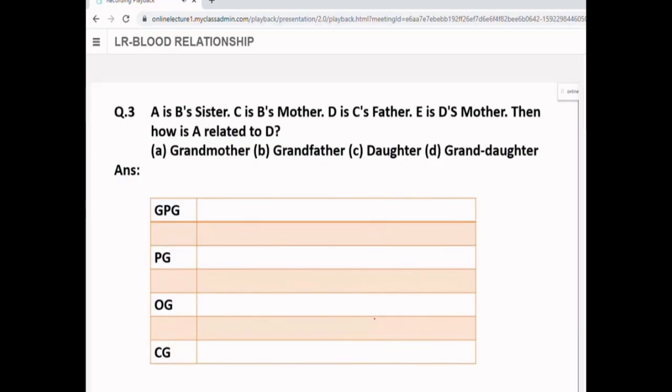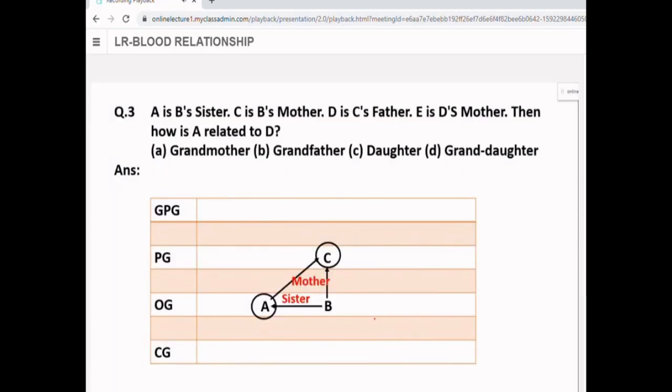Correct. Now, let's see here. A is B's sister. A is sister, so sister means female. So circle. Those who have solved it, check whether your working is exactly the same. Circle for A. Right now we don't know the gender of B. It's not said A and B are sisters; it is said A is B's sister. C is B's mother. If C is mother of B, definitely C will be mother of A also.